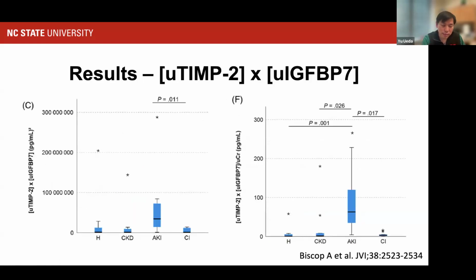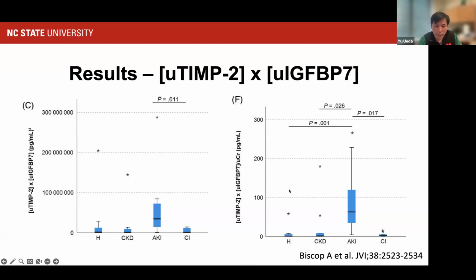Now, this is a product of these two markers. So TIMP2 multiplied by the IGF-BP7. Still, the AKI group looks higher than the other groups, but it was not statistically significantly different, except for the difference between the AKI group and the critical illness group.